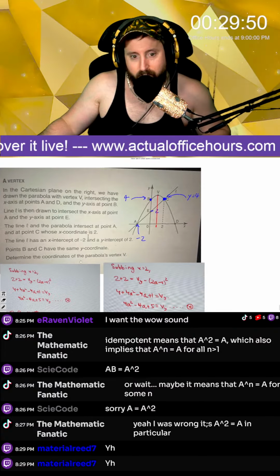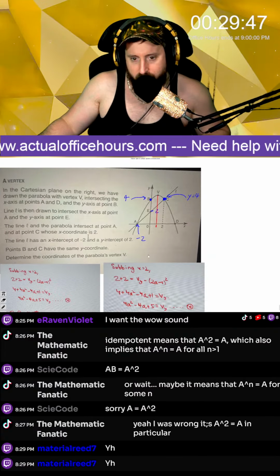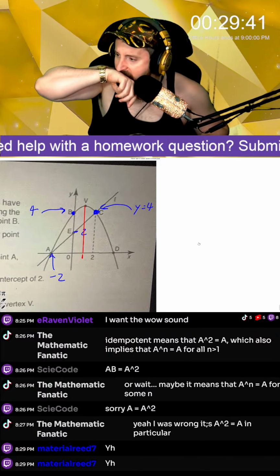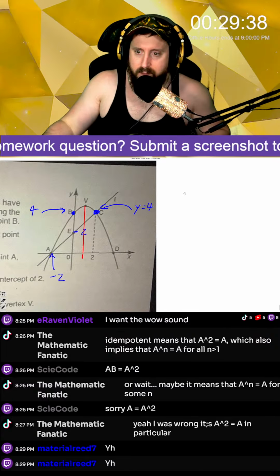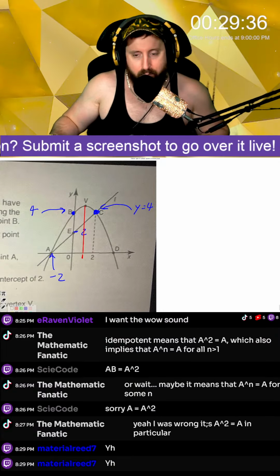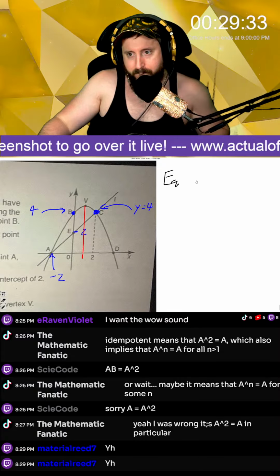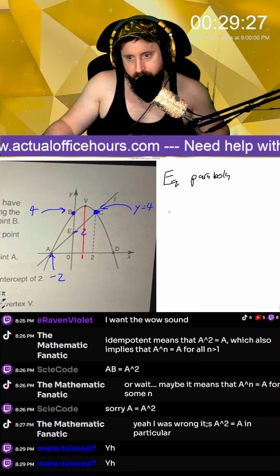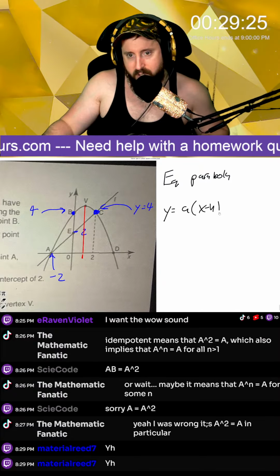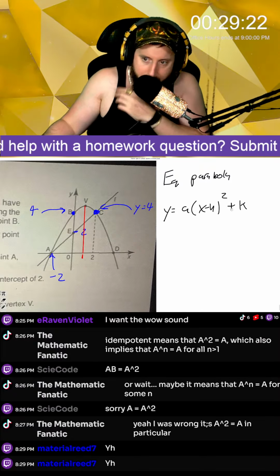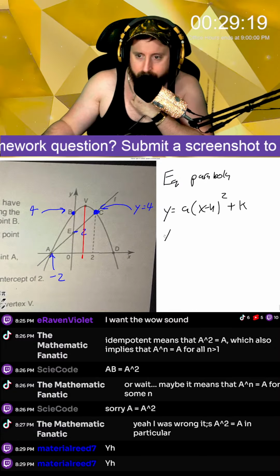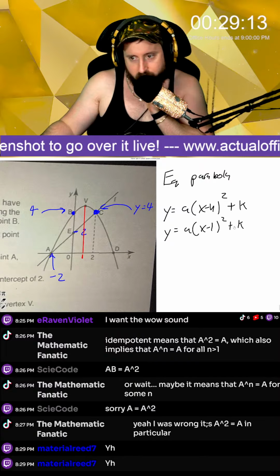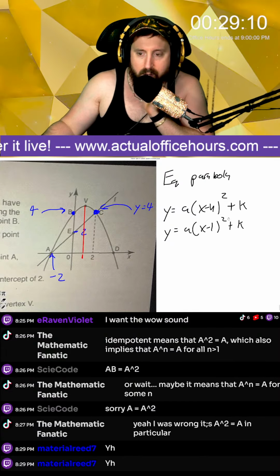Okay, but here's what you know. Wait, it just said determine the coordinates of the vertex, right? So, the equation for a parabola is y is equal to a(x minus h) squared plus k, right? You already know h is equal to 1, so y is equal to a(x minus 1) squared plus k. You're going to solve for k eventually.